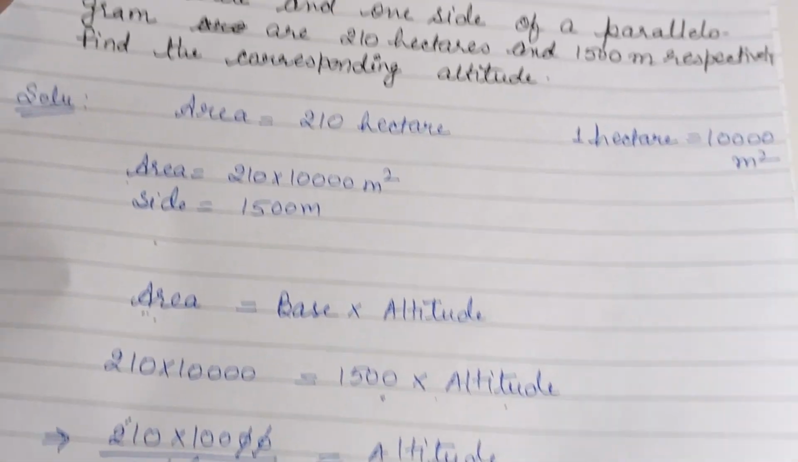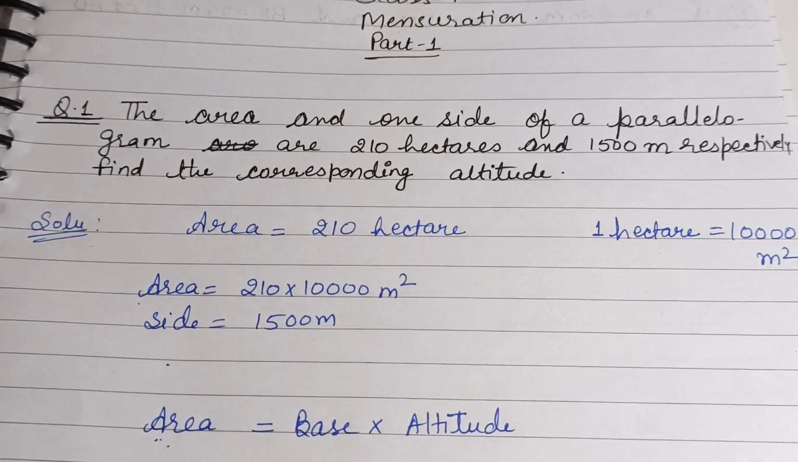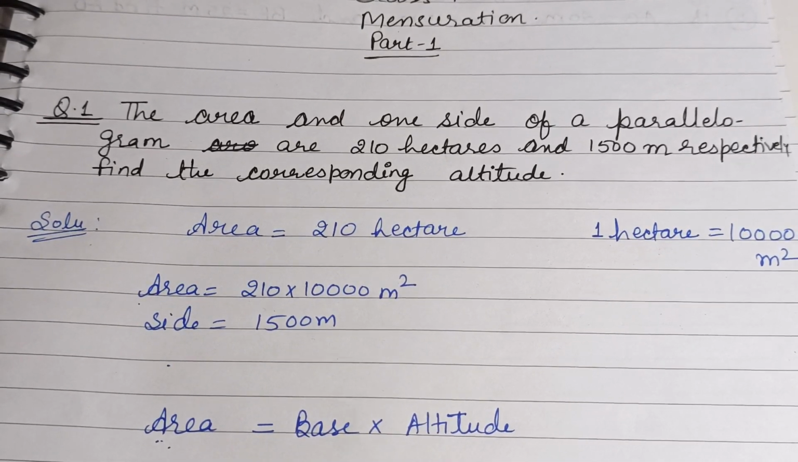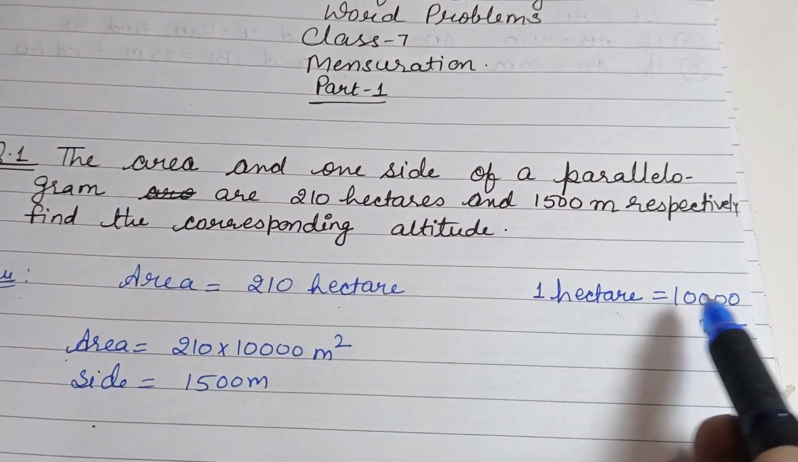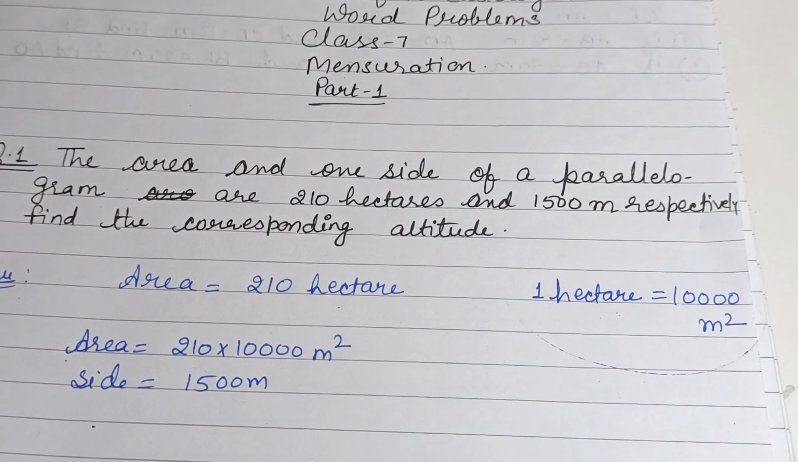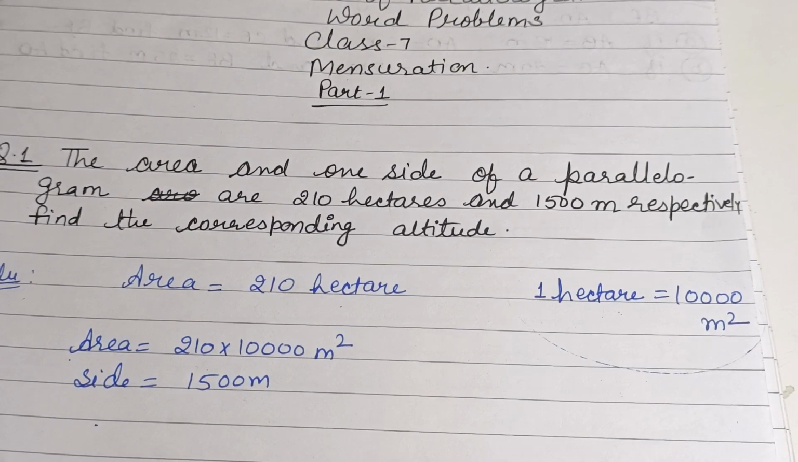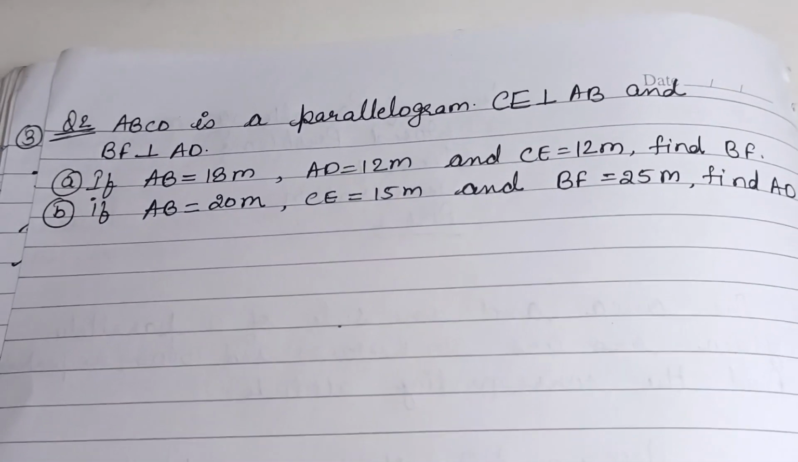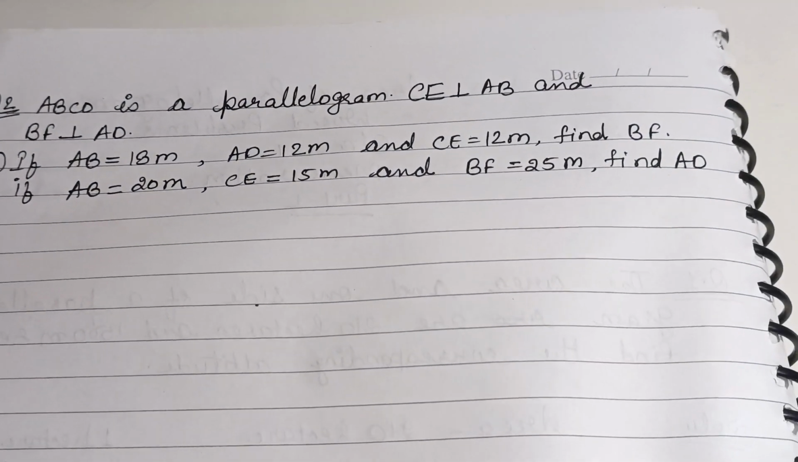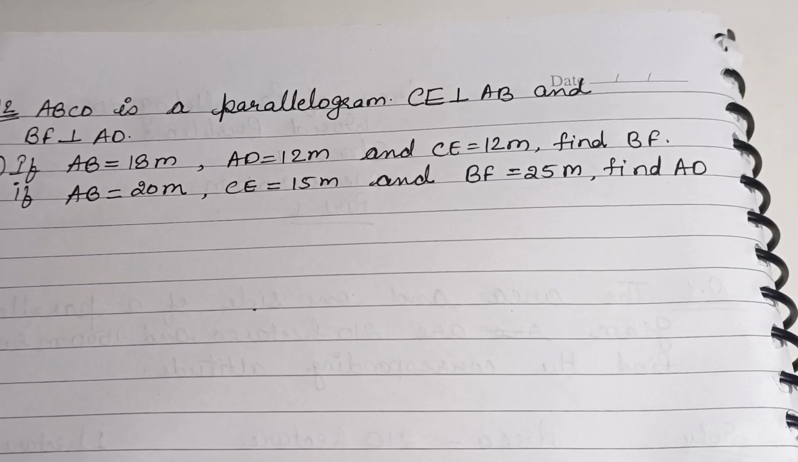Now moving to the next question, which is a little tougher. Here the trick was hectare. You need to understand the relation between hectare and meter square. Hectare is the unit to measure area. So 1 hectare equals 10,000 meters square.